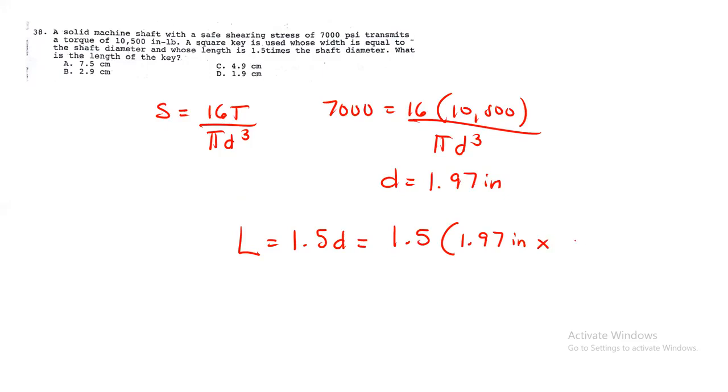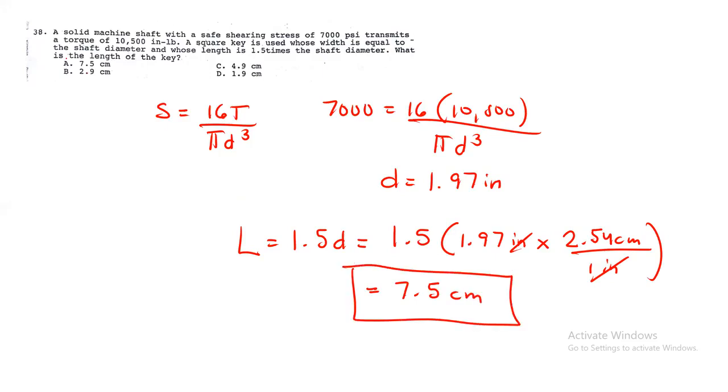So i-convert mo to into centimeter dahil yun yung nasa choices. So 2.54 centimeter per 1 inch. So makakansel sa inch. So magiging sagot dito is 7.5 cm. So yun na yung letter A.